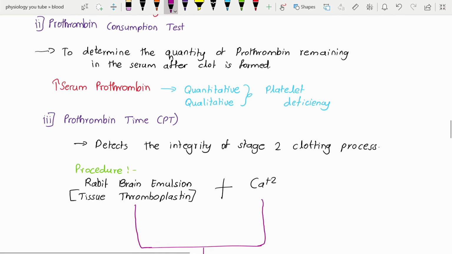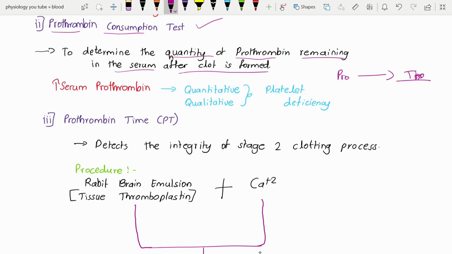Now we will investigate prothrombin consumption test. So as the word says, prothrombin is getting consumed. It is to determine the quantity of the prothrombin remaining in the serum after clot is formed. So prothrombin is converted to thrombin in our process of the blood coagulation. So what we are assessing here is the remaining prothrombin after the clot is formed.